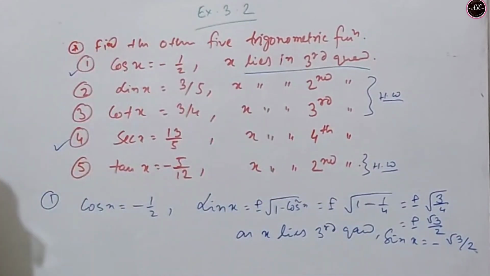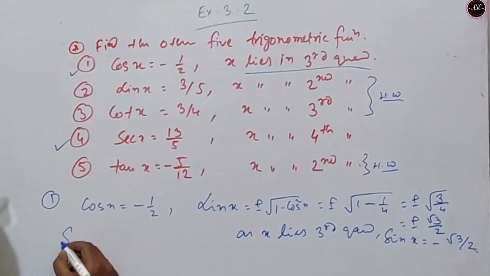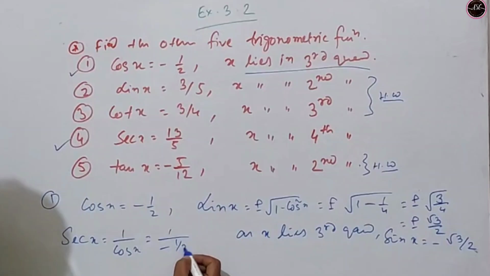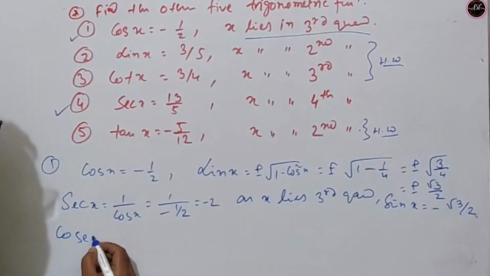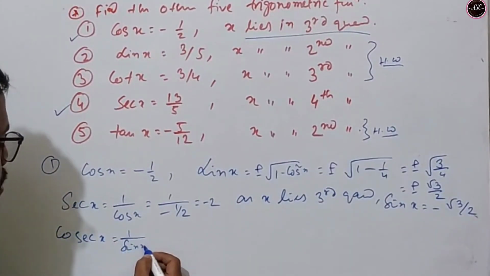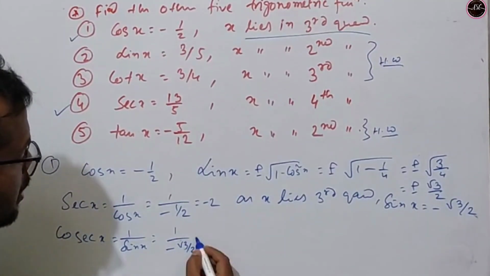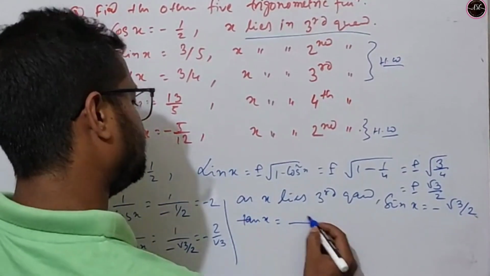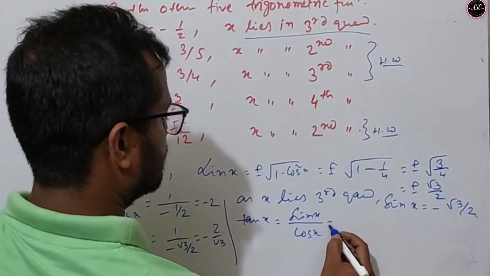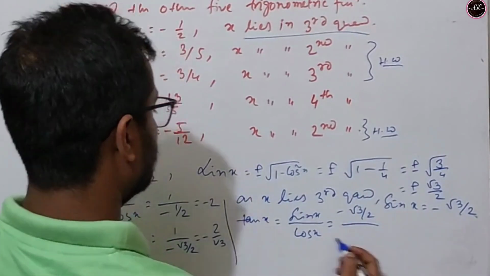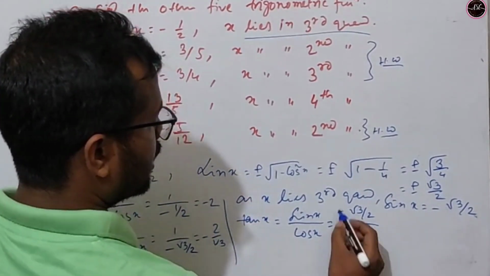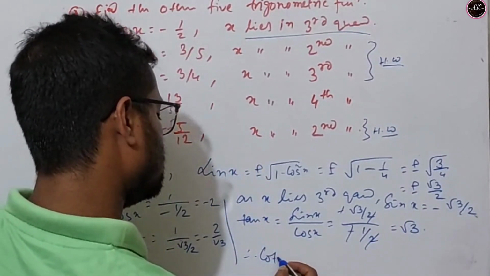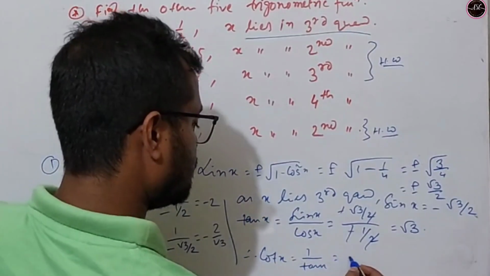Then we get cos and sin. So sec x equal to 1 by cos x, that means 1 by minus half, that means minus 2. And cosec x equal to 1 by sin x, that means 1 by minus root 3/2, that means minus 2 by root 3. So tan x equal to sin x by cos x, that means minus root 3/2 and here minus half. So minus will be cancelled and 2 will be cancelled. Therefore root 3. Therefore cot x equal to 1 by tan x, therefore 1 by root 3.